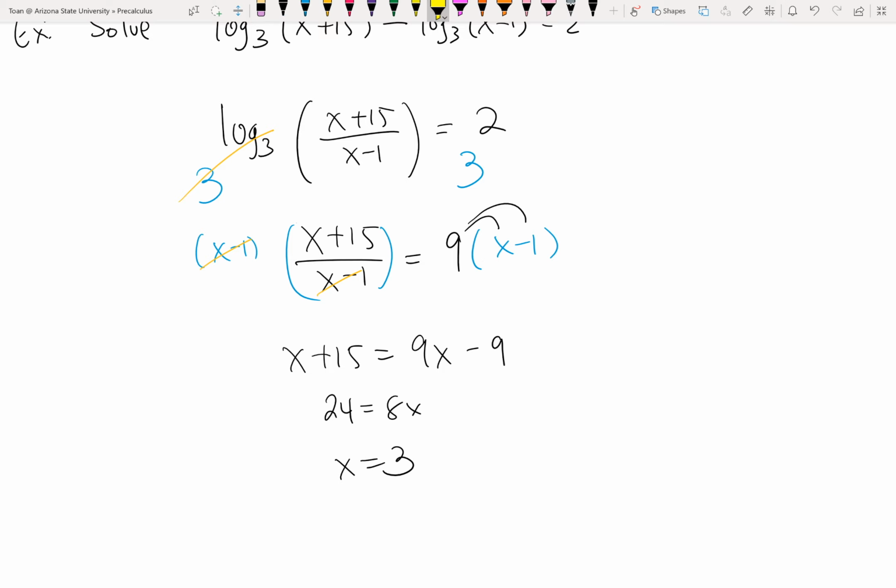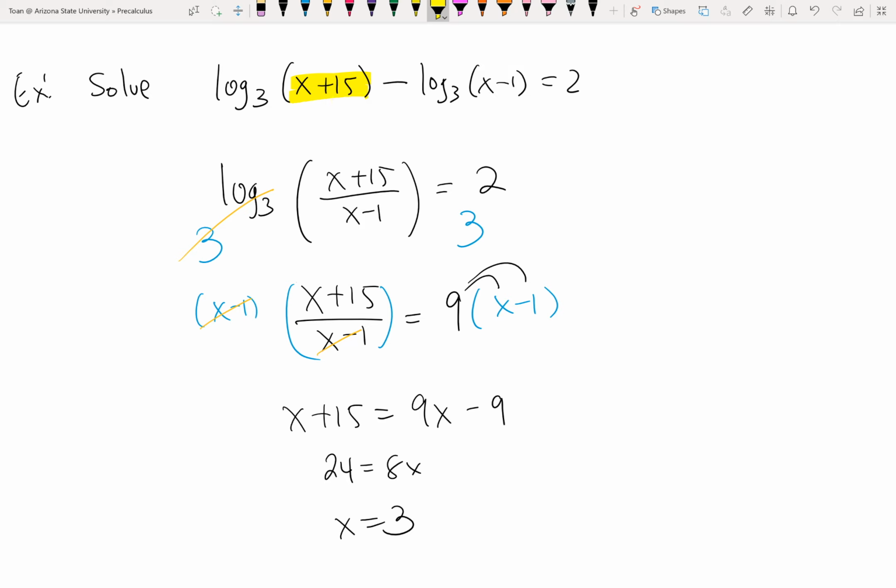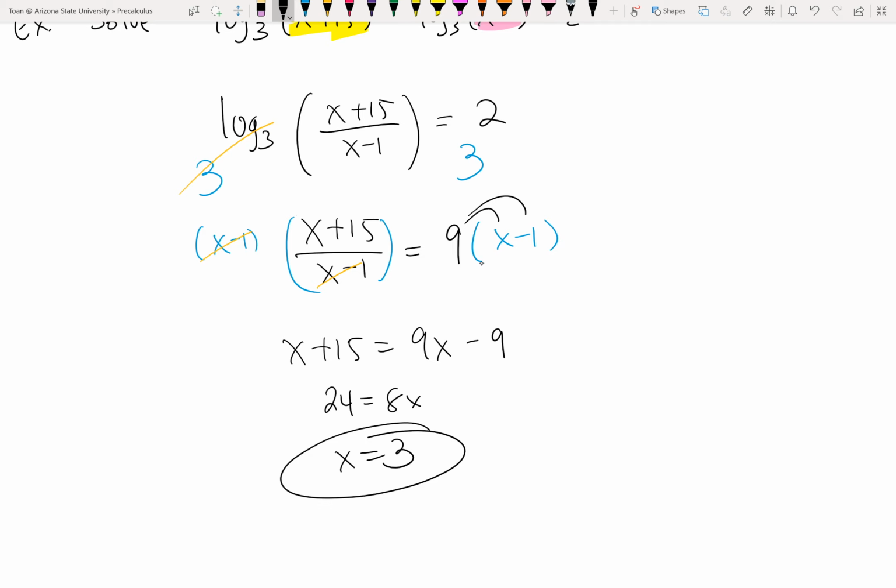Of course, you always have to check against the original argument. Plug in a 3 for both of them. They are good, and that is your answer. So that's it. That's the second half of 4.5, using properties of logs, using exponentiation to solve log equations. So have at it.